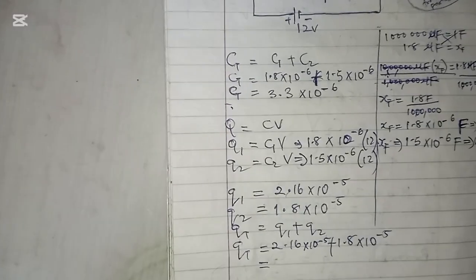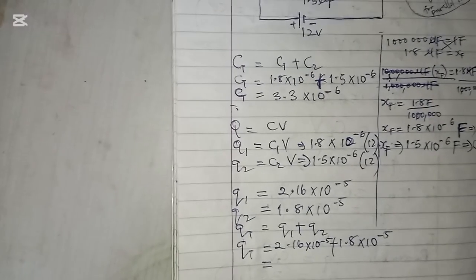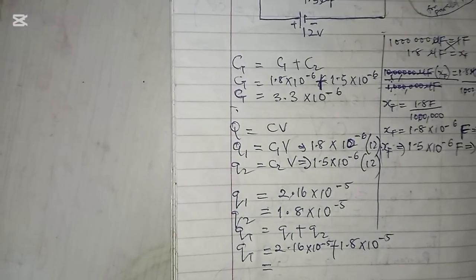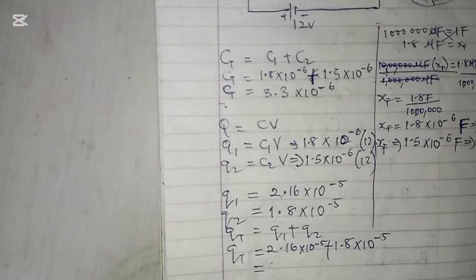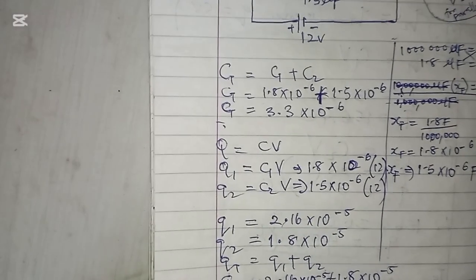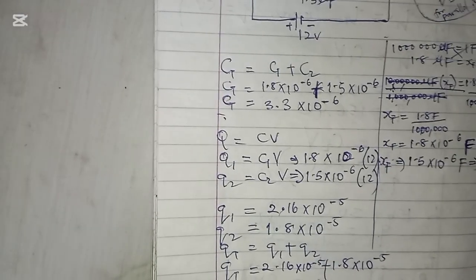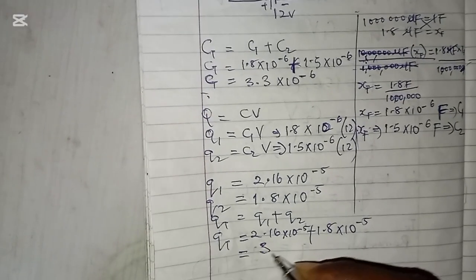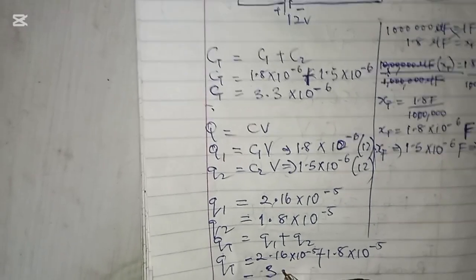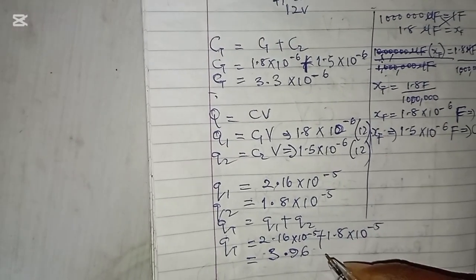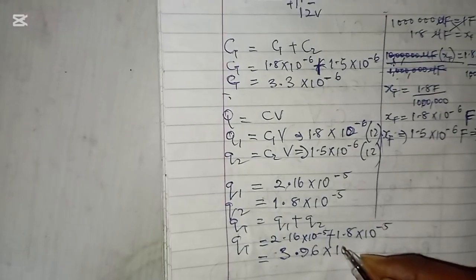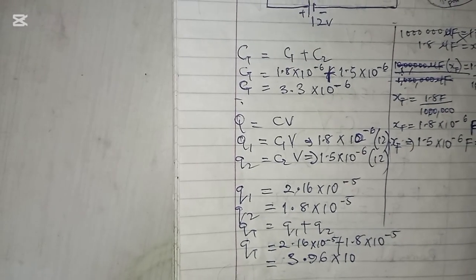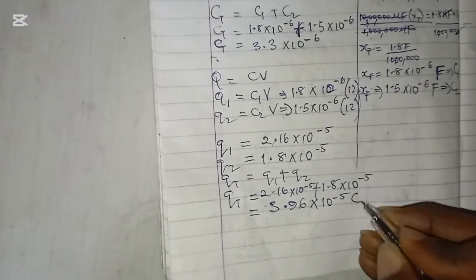So let's do it. 2.16 times 10 raised to the power minus 5 plus 1.8 times 10 raised to the power minus 5. So you get 3.96 times 10 raised to the power minus 5 coulombs.